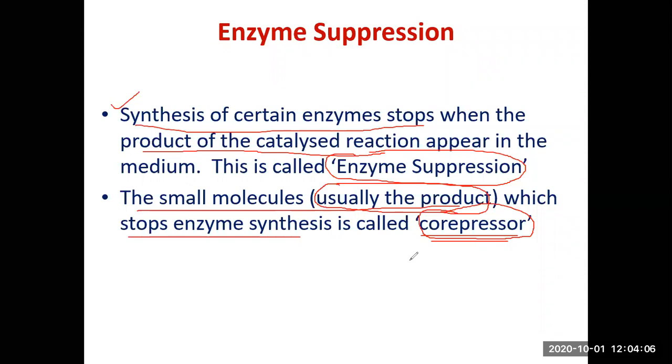We learned a new word this time, inducible enzyme. We got familiarized with this word inducible enzyme, and suppressible enzyme means an enzyme whose synthesis can be suppressed when the final product of that particular enzyme catalyzed reaction or group of reactions appears in the medium. Then the synthesis of all the enzymes which are involved in synthesizing that final product through a series of reactions is going to stop. This is called enzyme suppression. And that final product which is responsible for this phenomenon is called a co-repressor.